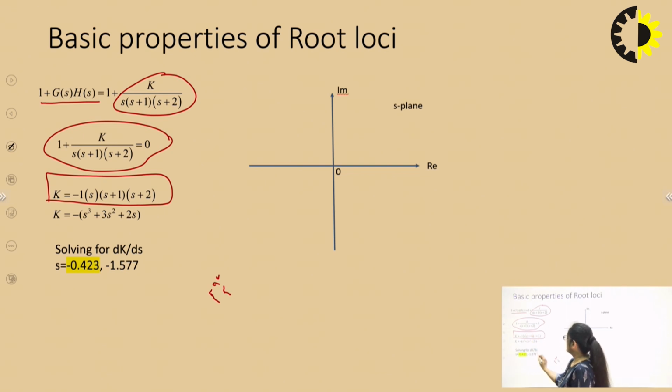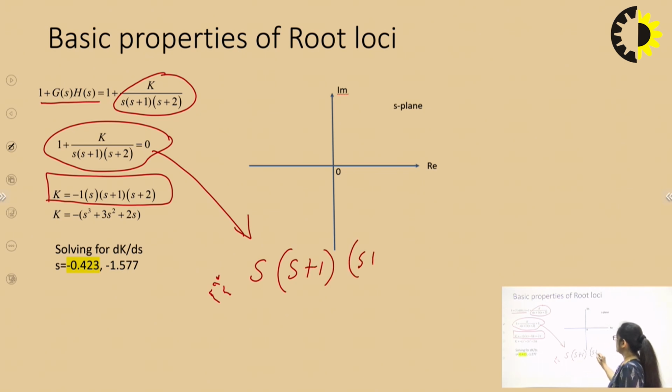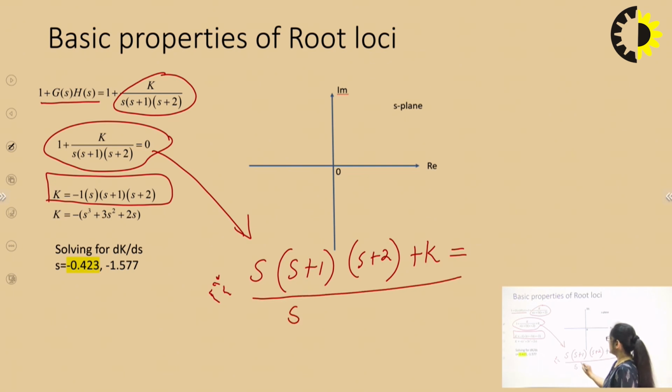So the expression here becomes, when we take the next step, s into s plus 1 into s plus 2 plus k. The denominator part is s into s plus 1 into s plus 2. This is equal to 0. So what is the expression for k from this?